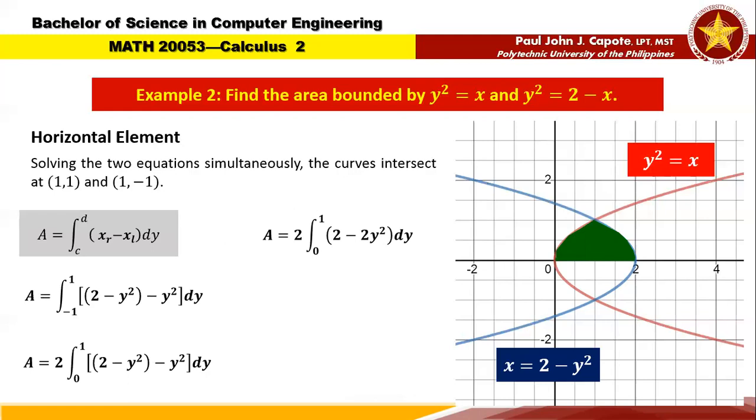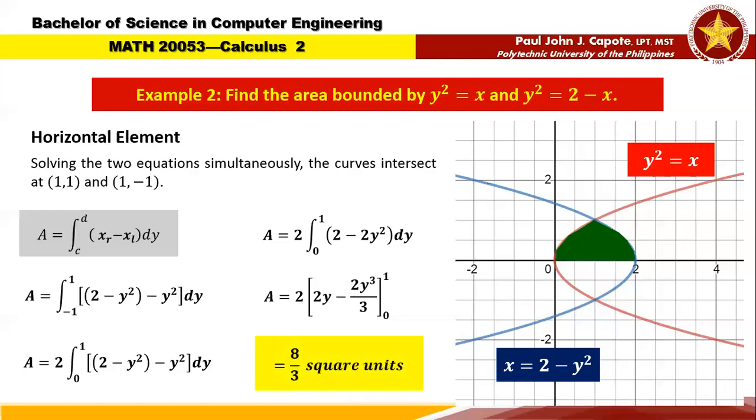Now integrating with respect to y, we get A is equal to 2 times the quantity 2y minus 2y cubed over 3, and we are to evaluate these expressions inside the quantity from y equals 0 to y equals 1. Therefore, we get the area between two intersecting curves, which is equal to 8/3 square units.